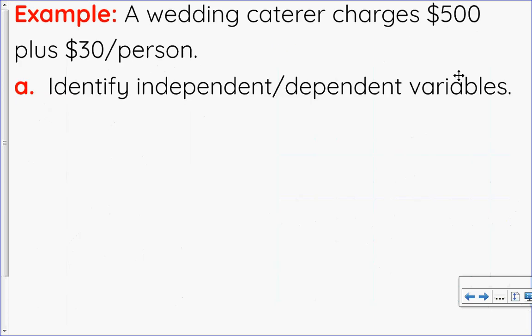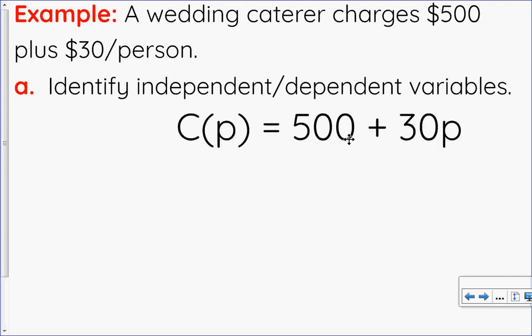Let's try a word problem. So we have a wedding caterer that charges $500, that's the flat fee, plus $30 a person. So I want to come up with the equation and identify the independent and dependent variables. So I'm going to use C for my cost and P for the number of people. So my function will be C of P, cost per person, is 500 plus 30P.